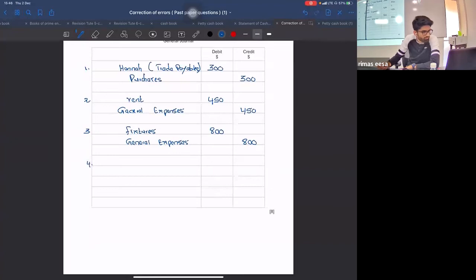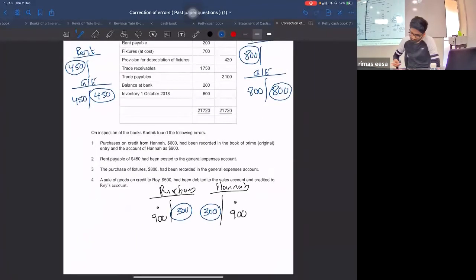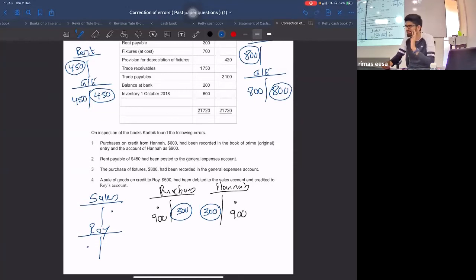Now coming to the fourth one, error number 4. Let's look at the fourth one now. Okay. A sale of goods on credit to Roy had been debited to the sales account and credited to Roy's account. Let's analyze it. Can you first tell me, when you sell to Roy, the sales account has to be credited. Sales is income, so it always comes on the credit side. So Roy's account has to be debited. That's the correct thing.